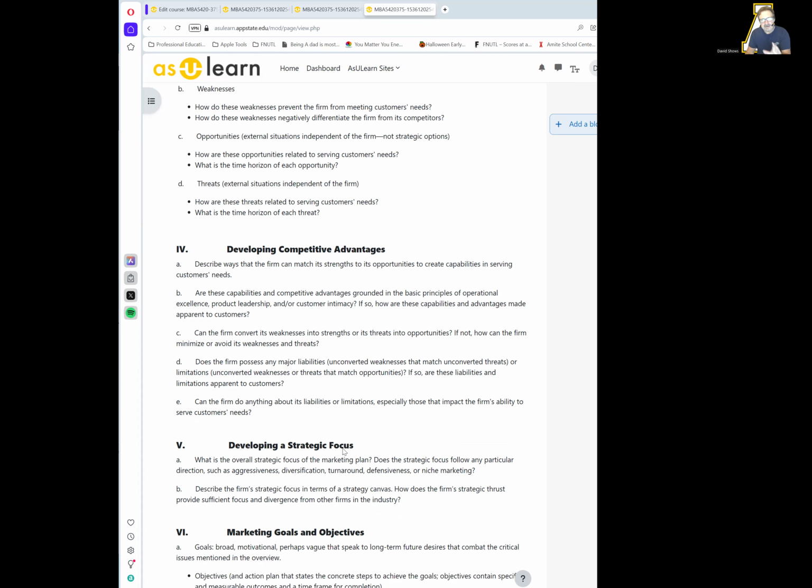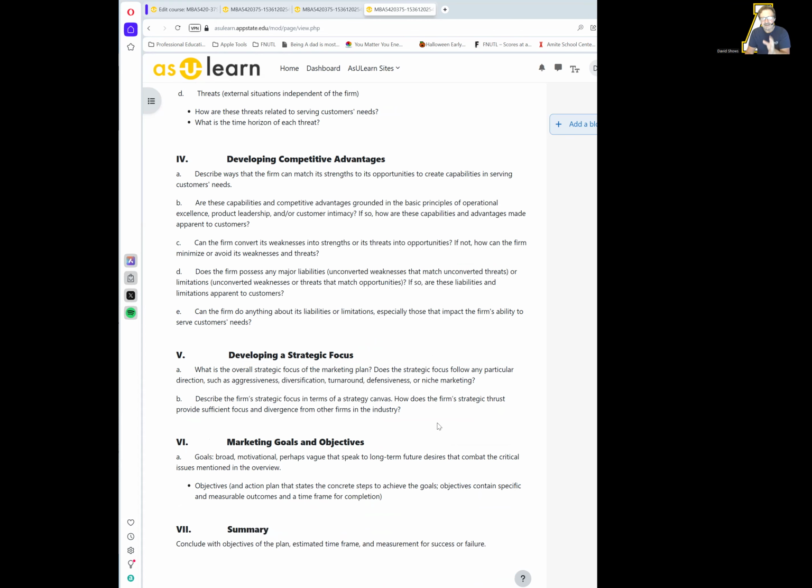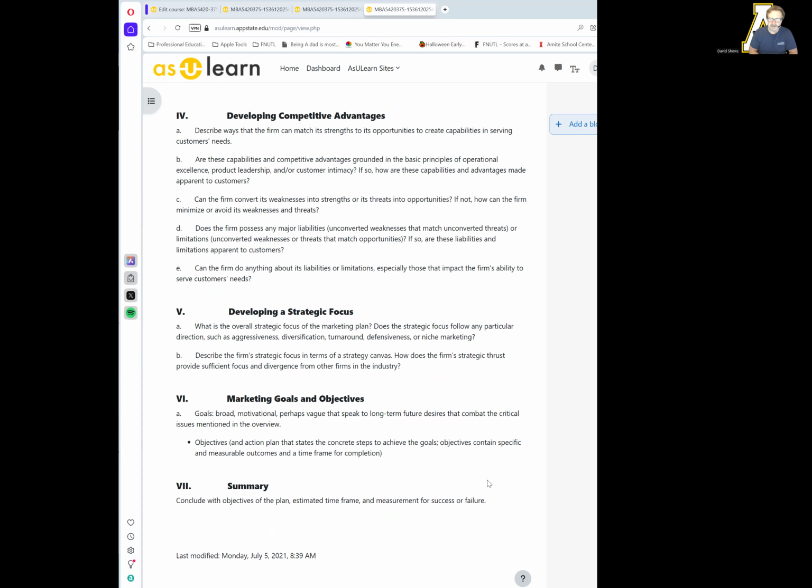Now, given our understanding of what is unique in relationship to our SWOT analysis, when we're coming up with the issues, now we start coming up with a strategic focus. What is the overall focus of the marketing plan? What is our plan, our strategy? What is our direction? Are we going to be aggressive? Are we going to be diversified? Are we required to create a turnaround in this business? Have we gone to that point? Are we going to be just simply defensive, or are we also going to focus in a particular niche?